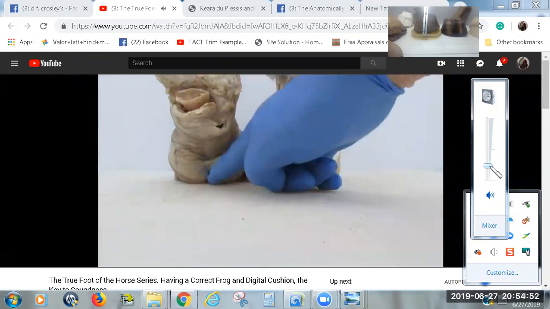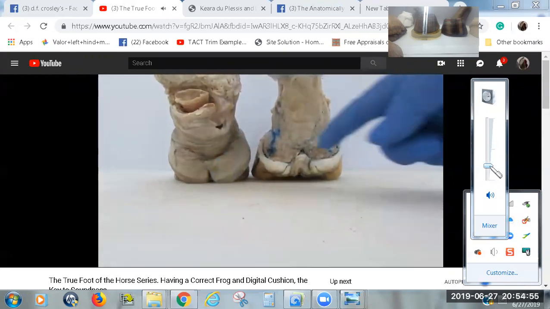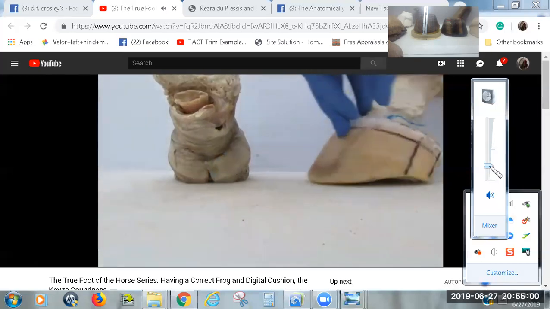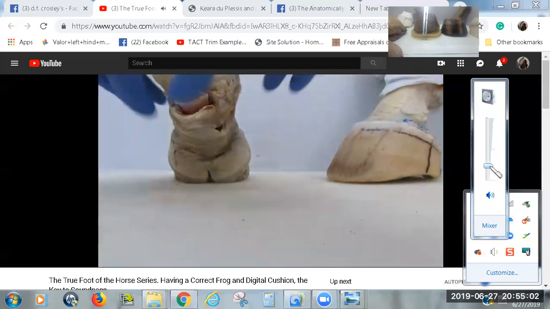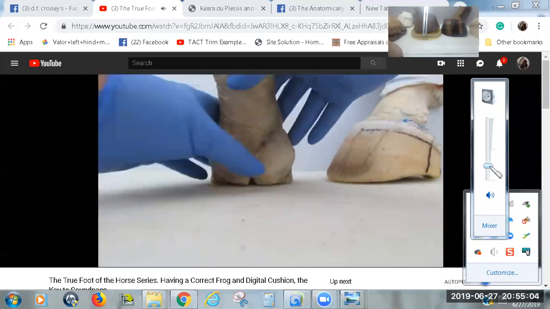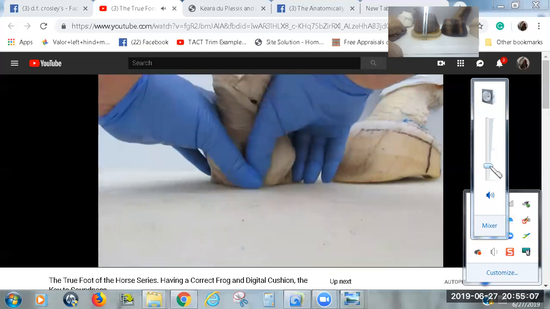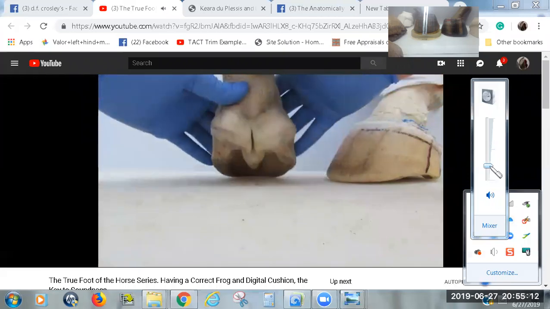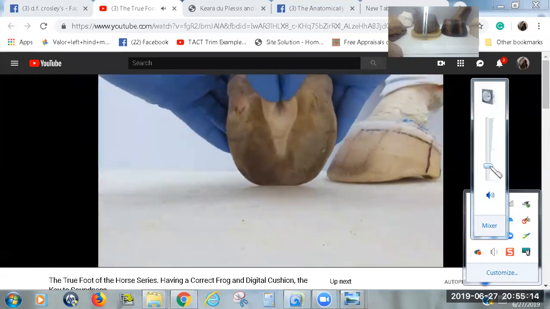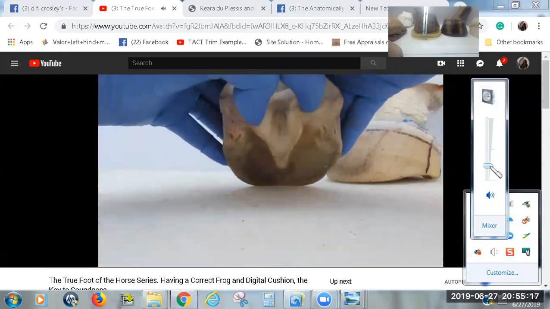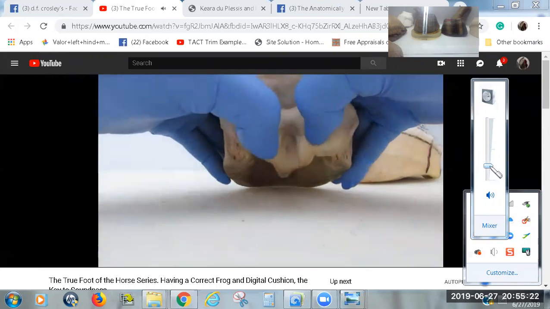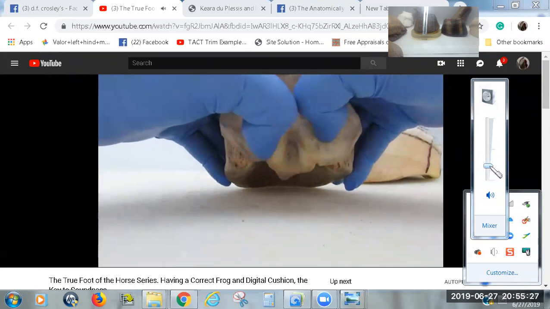Okay, you see how closed that is? If there was a frog stay in there, this would be wide, like that. I'm having a hard time pulling it apart now. See that? Frog stay would be growing from inside of there, and it would be pushed wide apart like that.